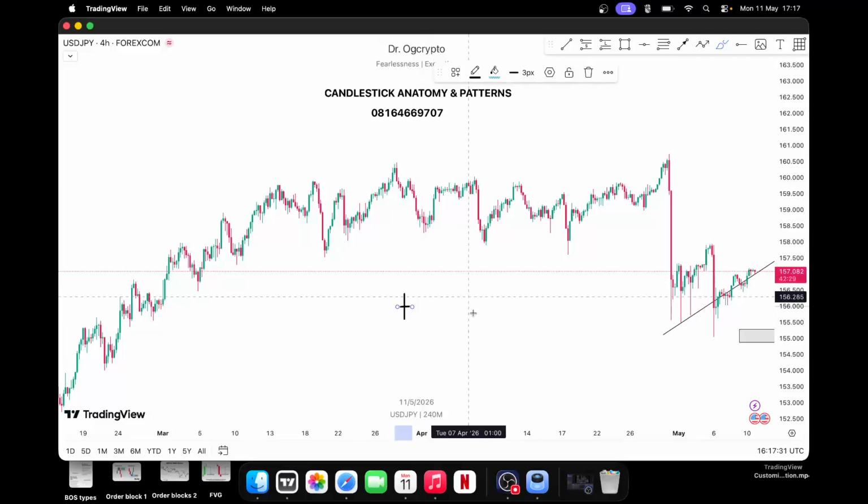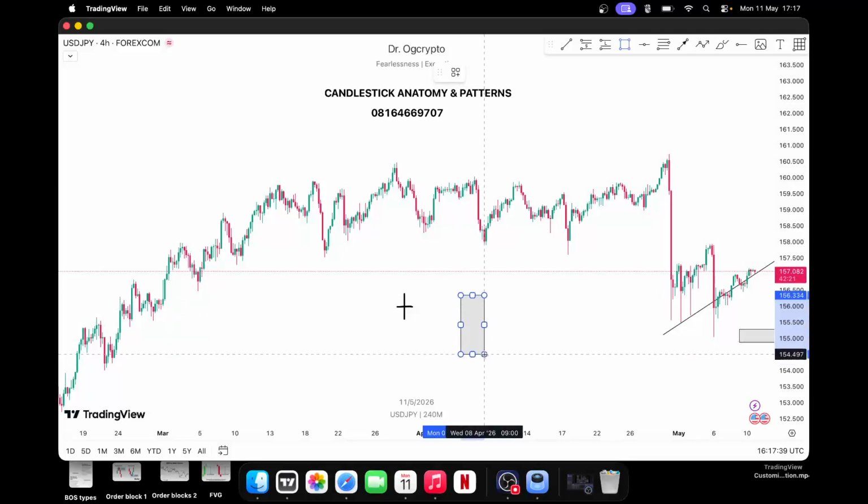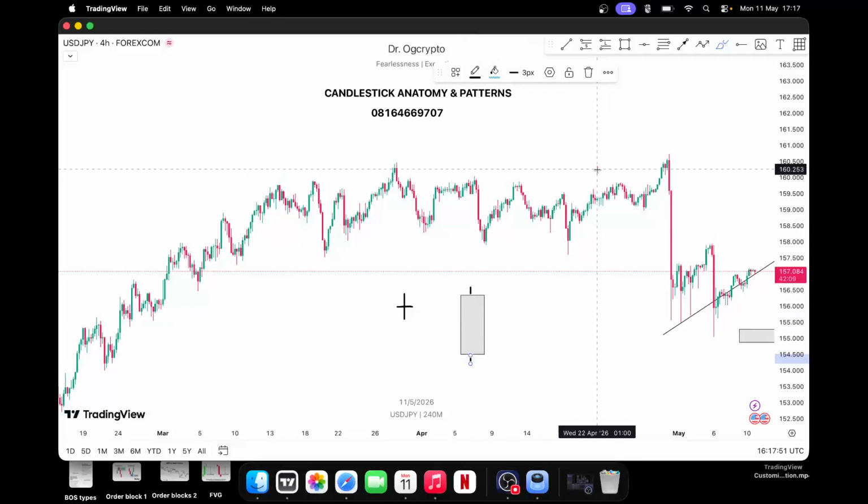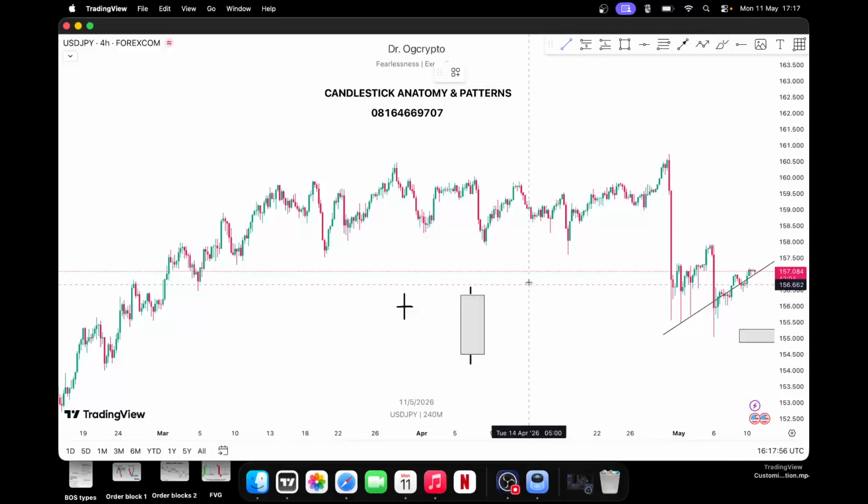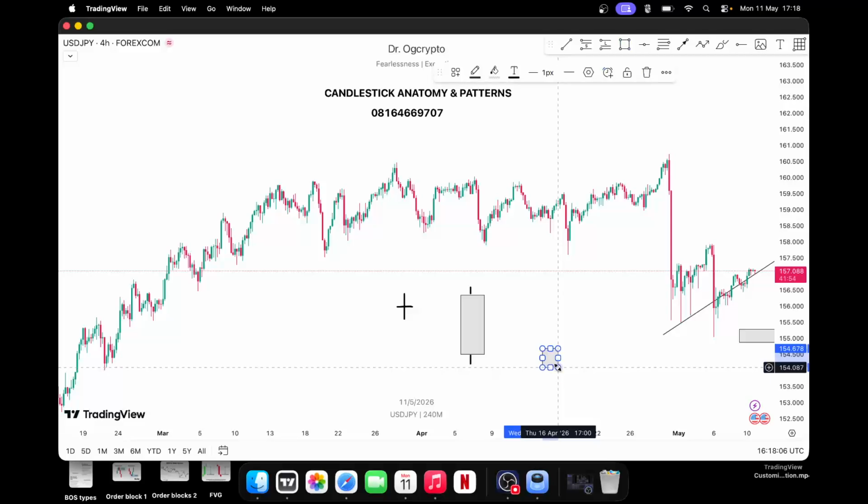Now, what of the momentum candle? Momentum candles have a large body, larger than the indecision candle. Do you understand? They have a large body. You see? What of the rejection candle? Those ones have long wicks instead. Those are the rejection candles. They have long wicks.